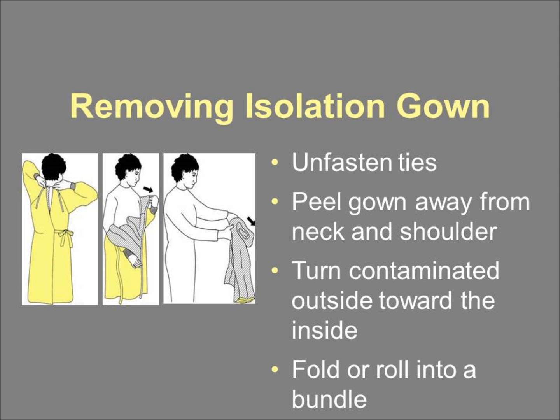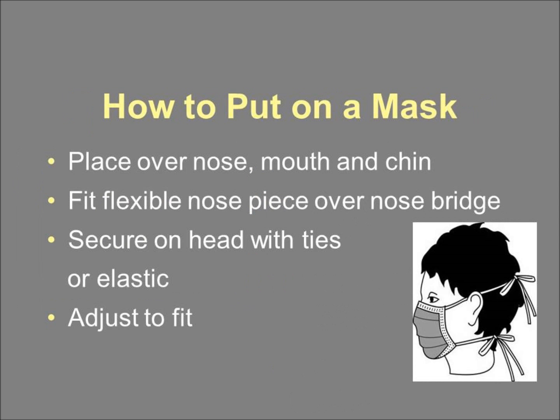Fold the gown towards the inside and fold or roll it into a bundle. Only the clean part of the gown should be visible. Discard this gown in the receptacle outside the patient's room. You'll notice these step-by-step instructions are illustrated on the slide before you. From the illustration, you realize we're going to talk about how to put on a mask.